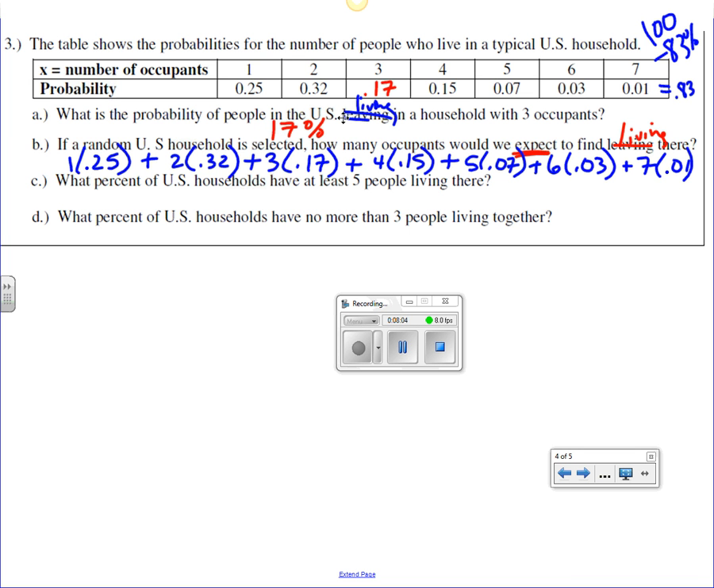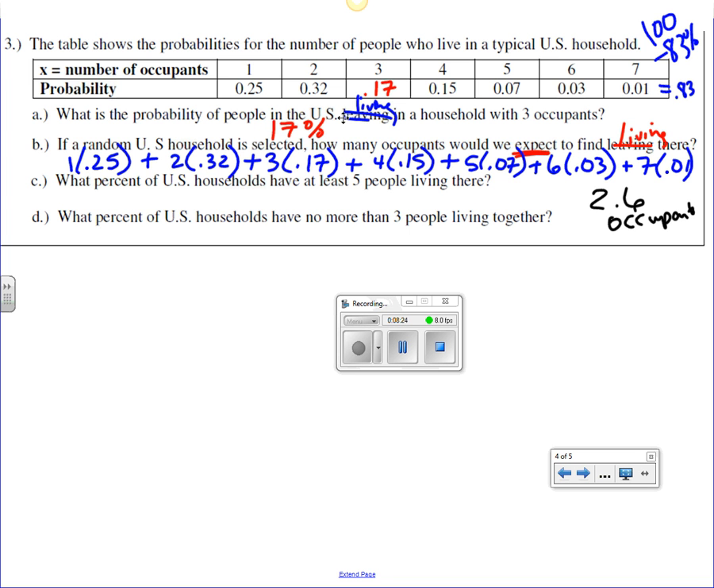What is it? Okay. What does that mean, 2.6? 2.6 what? Occupants. So I know you can't have 0.6 of a person. It's the average, okay? All right.